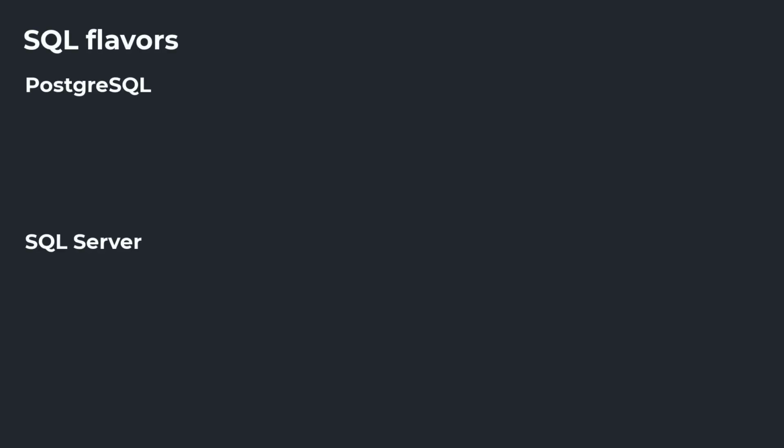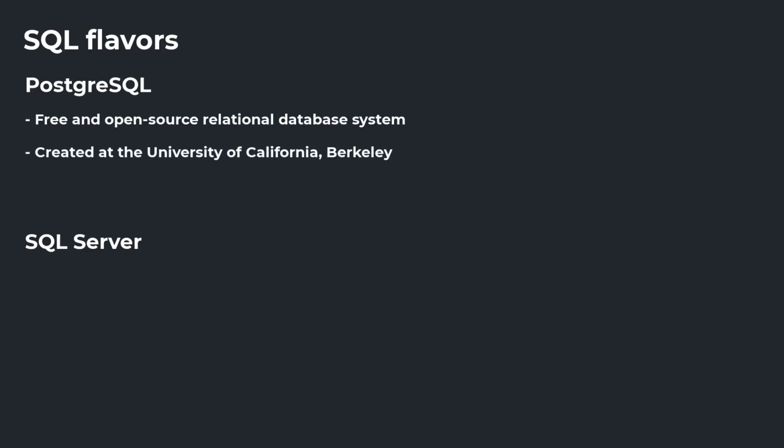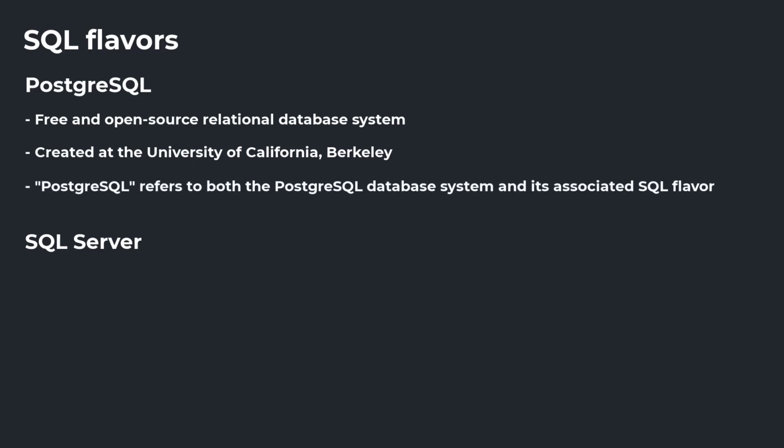Let's take a look at 2 of the most popular SQL flavors. PostgreSQL is a free and open-source relational database system which was originally created at the University of California, Berkeley, and was sponsored by America's famous Defense Advanced Research Projects Agency, or DARPA. DARPA also sponsored research leading to creating the Internet, the computer mouse, and GPS. The name PostgreSQL is used to refer to both the database system itself as well as the SQL flavor used with it.